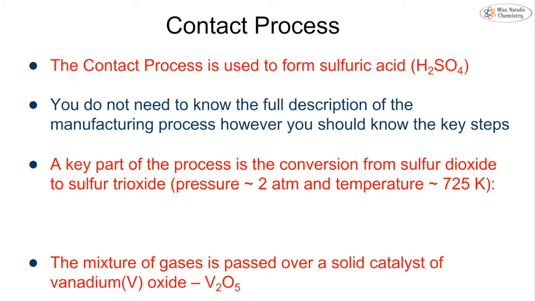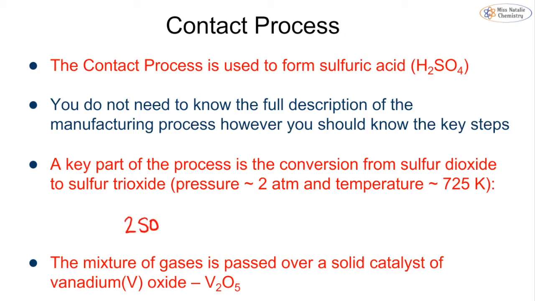Now, the main process that you're going to have to know that requires a catalyst is called the contact process, and that is used to form sulfuric acid. Now, you don't need to know the full description of all of the key manufacturing steps because it can be quite complicated. You do, however, need to know a very specific step, and the key part you must know is the conversion of sulfur dioxide to sulfur trioxide.